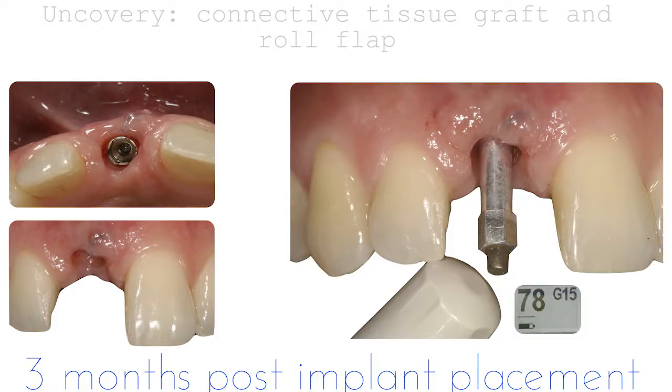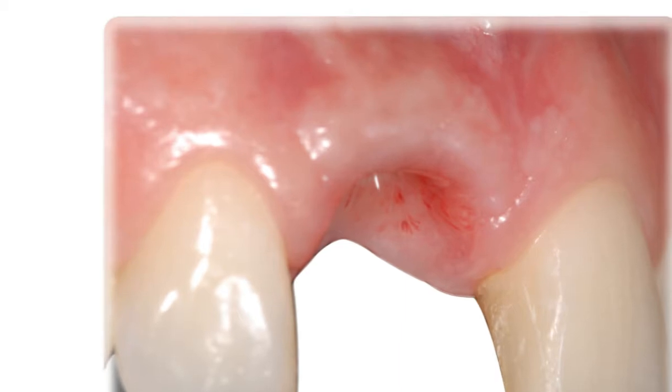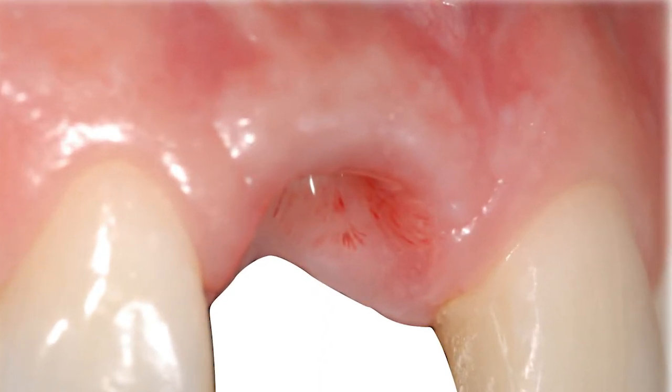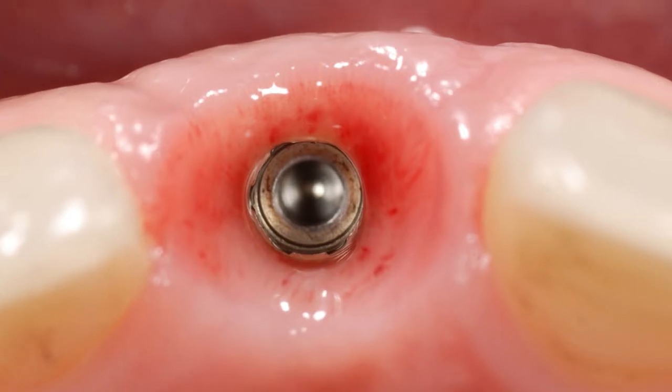I'm not going to do immediate loading here. But only after 3 months, we see that the ISQ goes up to 78, which makes me feel comfortable to deliver the provisional first and then the final restoration. The soft tissue was manipulated just with a roll flap, so minimally invasive procedures in order to get this mucosa that is very, very thick. And this is even thicker compared to the neighboring dentition.